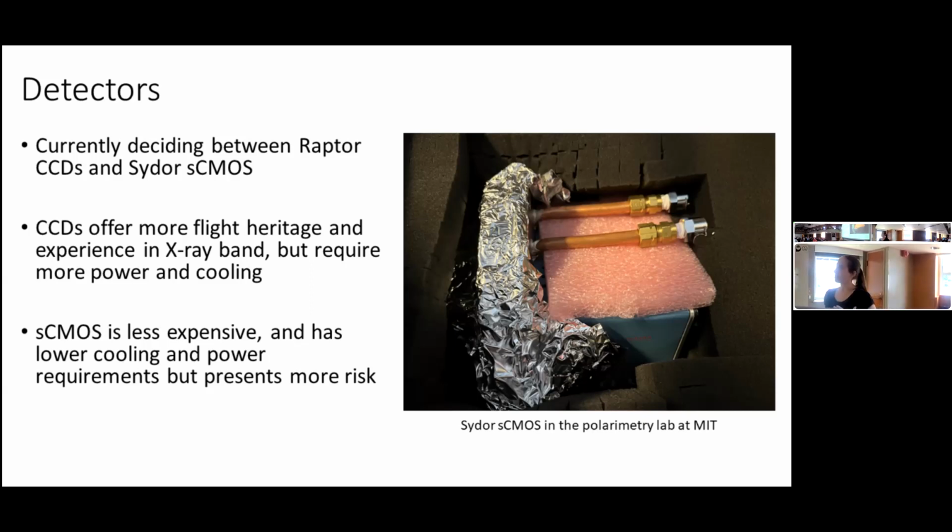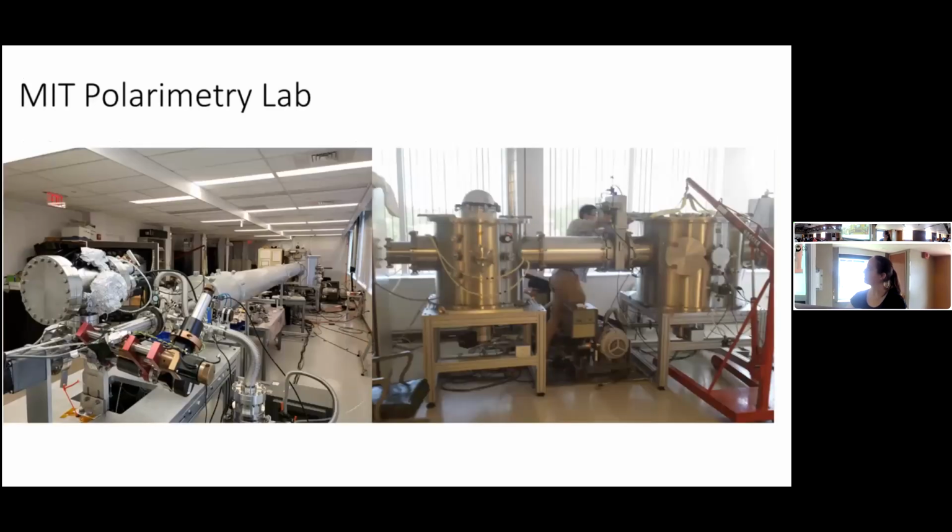The CCDs obviously have more flight heritage in the X-ray. MIT has been flying CCDs since probably before I was born. The CMOS is a lot less expensive and has lower cooling and power requirements. It's just more risk because it hasn't really been tried in flight in the X-ray very much. But we were hoping to make it work because that would be mutually beneficial for us and the company.